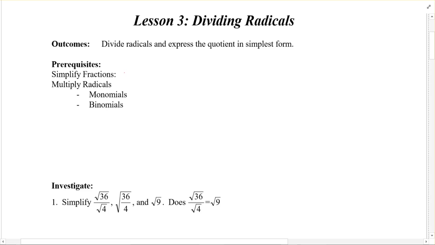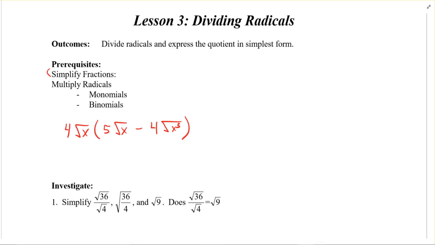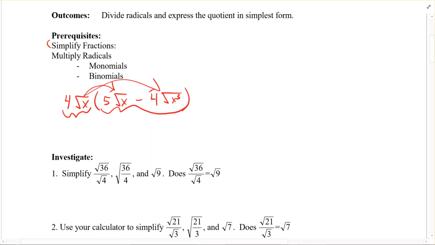Prerequisites: we're going to need to be able to simplify fractions and multiply radicals. So kind of what we've talked about already with multiplying monomials and binomials. What I mean by that is this, right? This is a monomial. There's one term. This is a binomial. There's two terms there, right? So being able to multiply stuff like that, that was the distributive property we talked about in the last lesson.